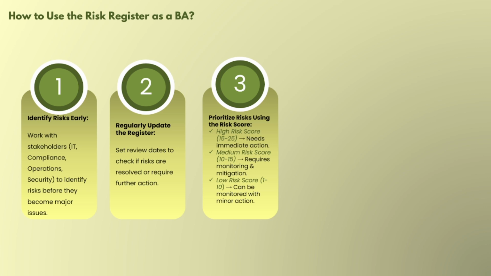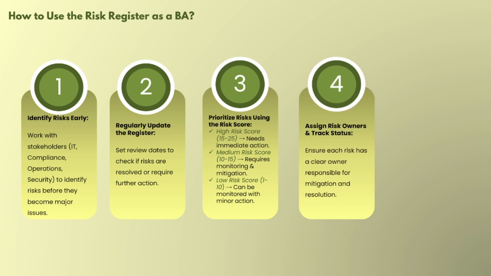A high risk score, 15 to 25, needs immediate action. A medium risk score, 10 to 15, requires monitoring and mitigation. A low risk score, 1 to 10, can be monitored with minor actions. These are not that serious. So in this way we need to prioritize risks.